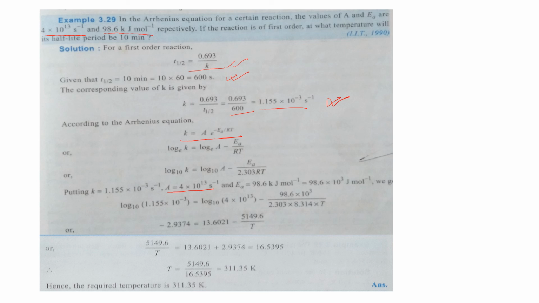Now the value of Ea is given in kilojoules per mole, so that has to be converted to joules per mole, multiplying by 10^3. Everything is given to you, just put the values. Only you don't know T, so from there calculate the value of T. It is coming to 311.35 Kelvin. So this type of numericals are there for the Arrhenius equation.